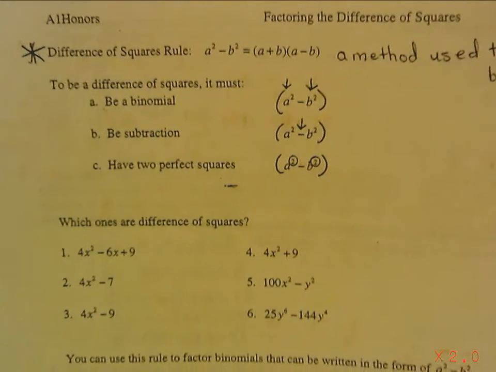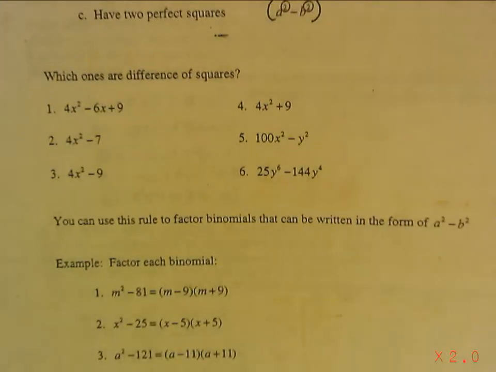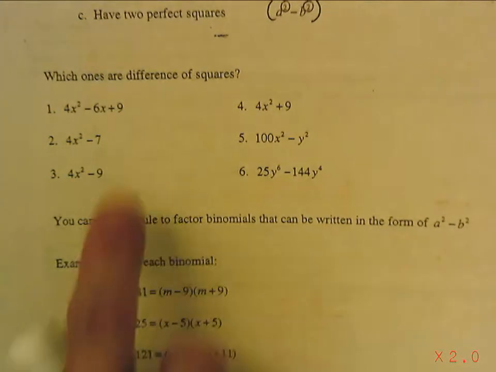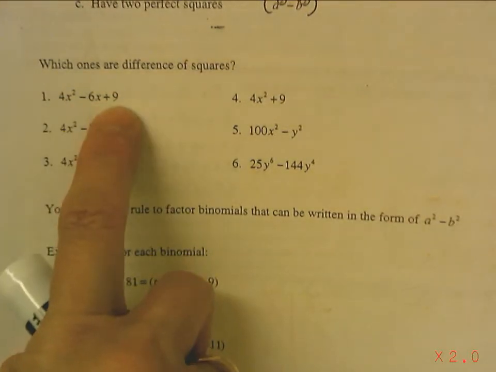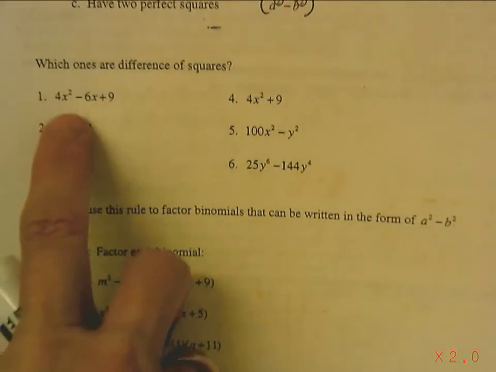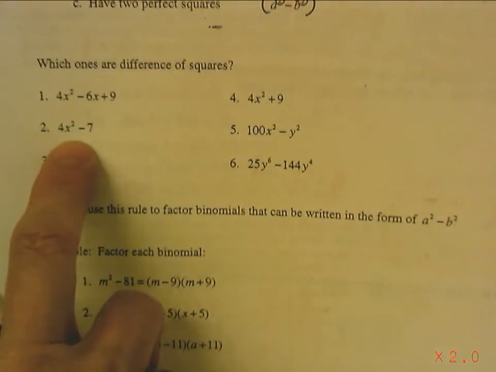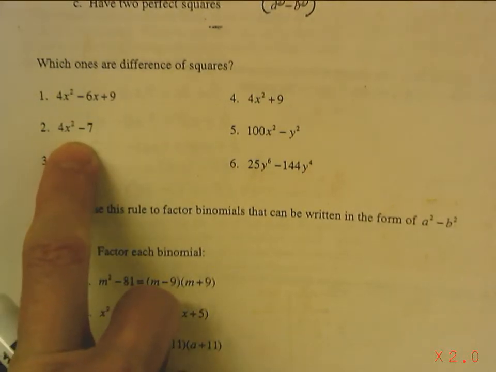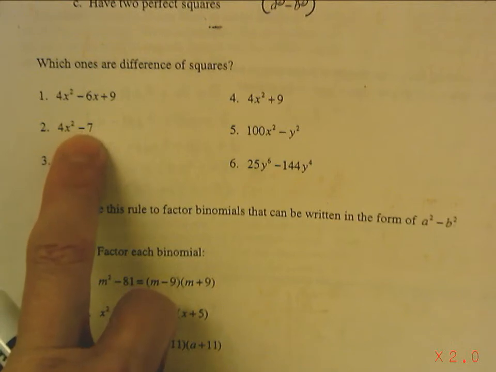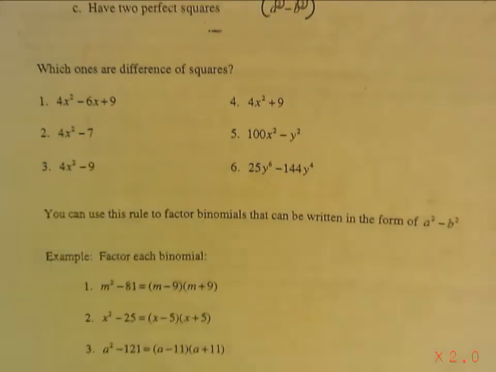Okay, so we're just going to go over a few of these and say, are these difference of squares? Now, number one, obviously not difference of squares. Why? Because it's a trinomial. Number two, okay, it's a binomial. That's good. Okay, it's connected by subtraction. That's good. But 7 is not a perfect square, so this is not the difference of squares.